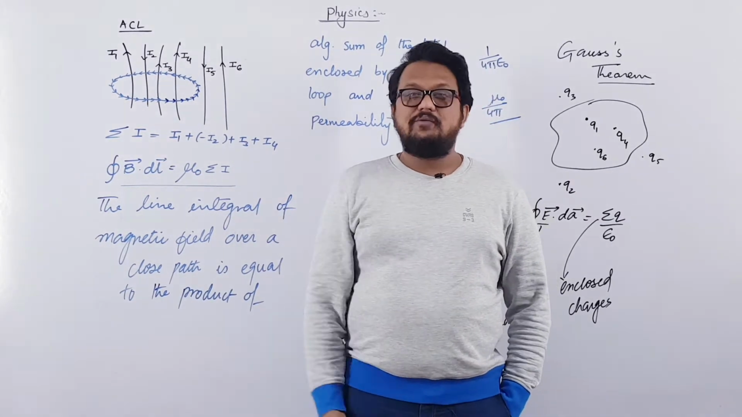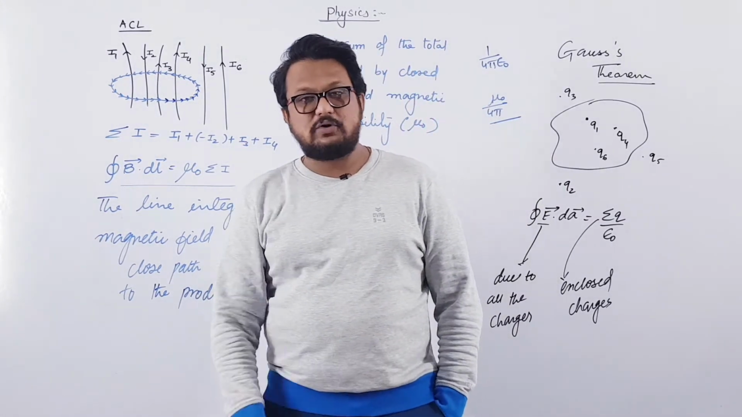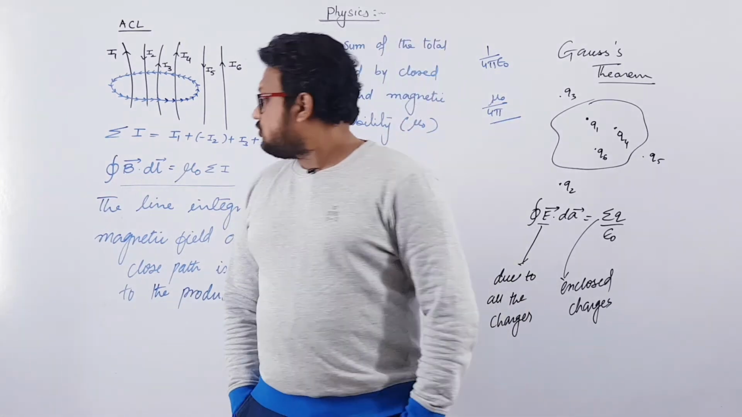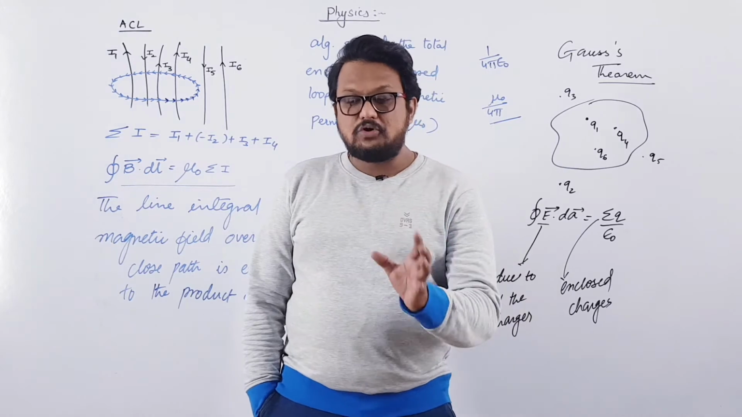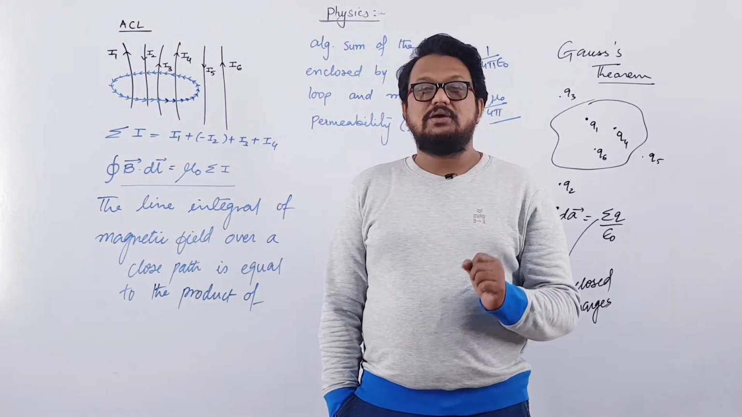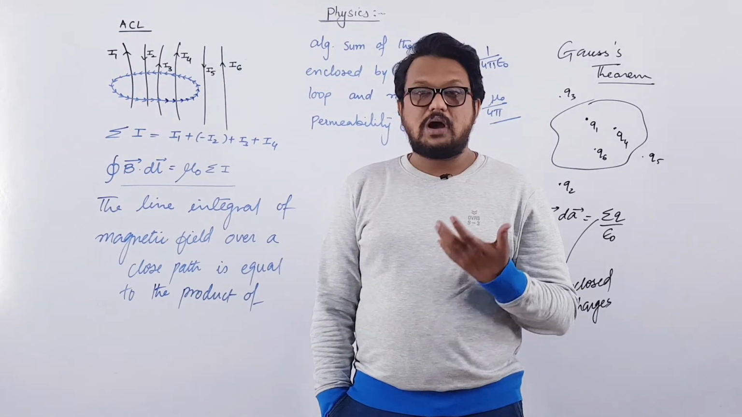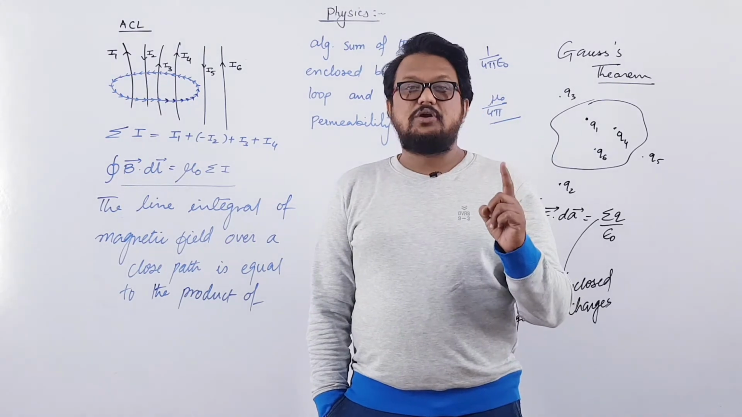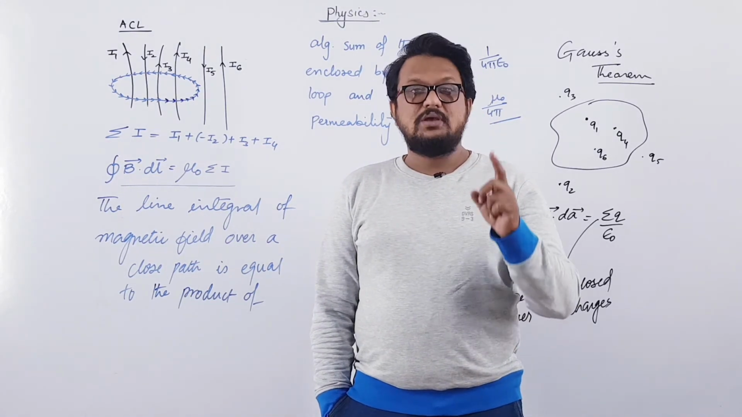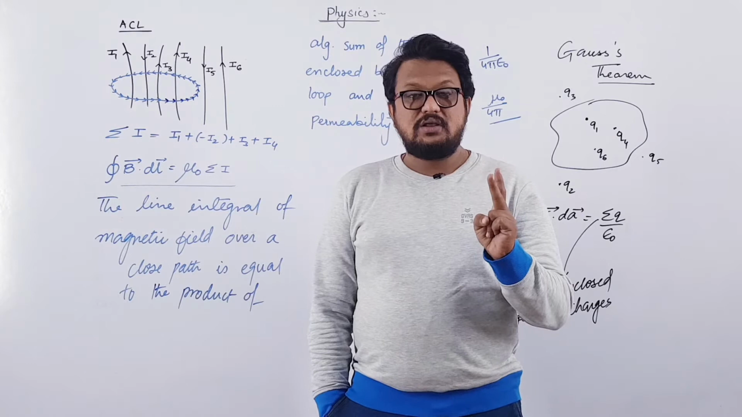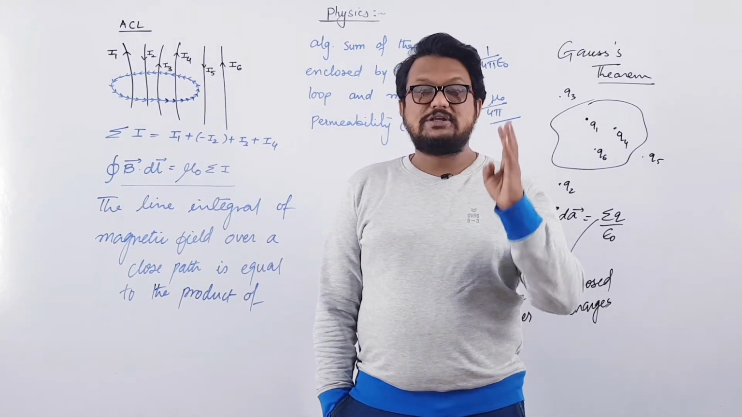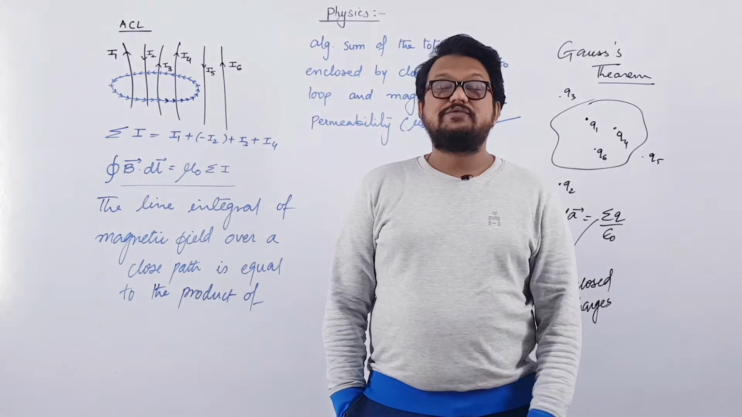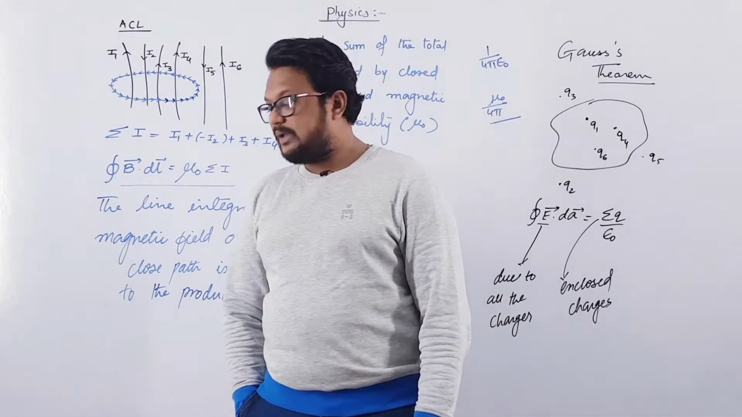So maybe after a few lectures we will discuss displacement current, right? So the four pillars which are the most important for electromagnetic theory, given by Maxwell, are Ampere's circuital law for magnetic field, Gauss theorem for electric field, magnetic field lines always form a closed loop, and the fourth one is the concept of displacement current. These were the four important pillars, right?